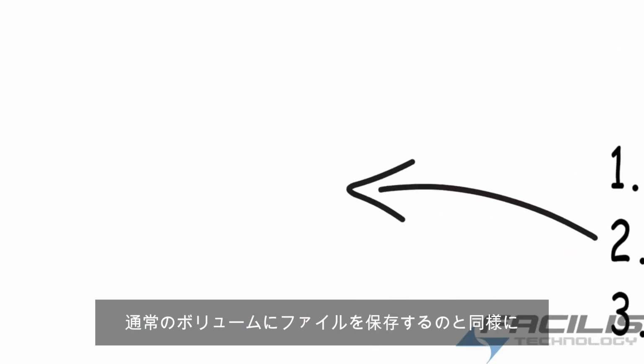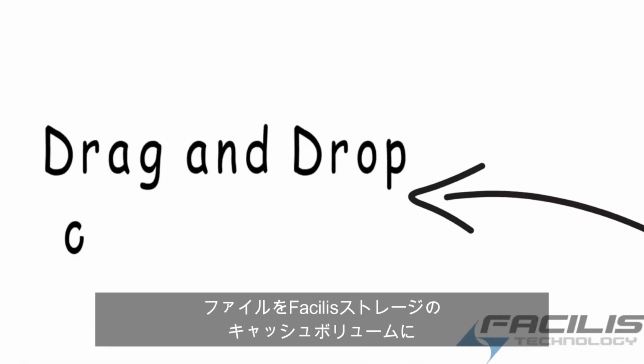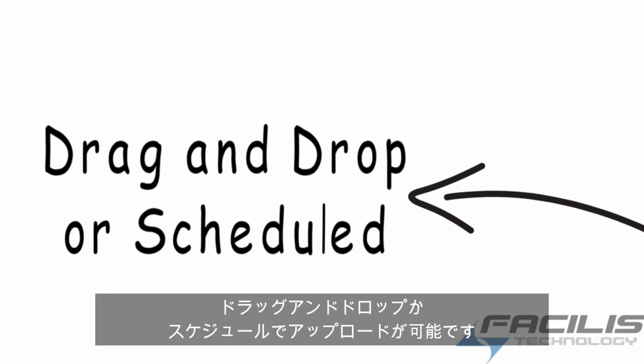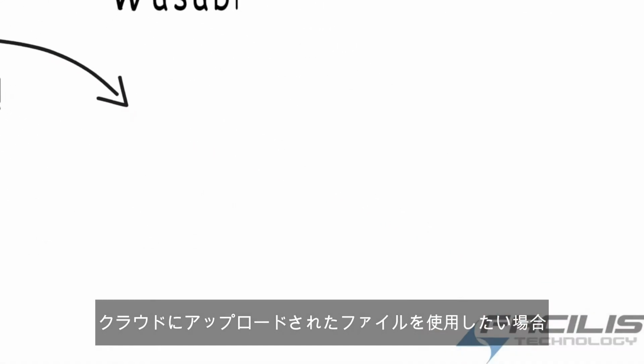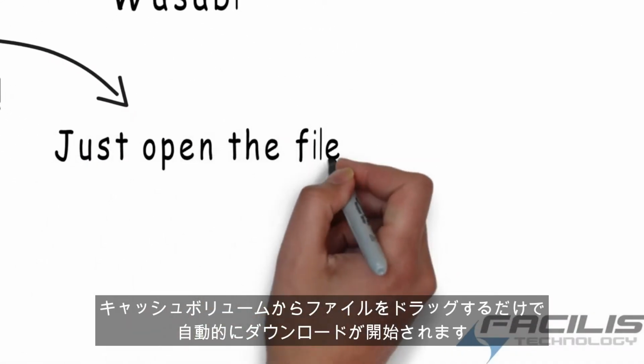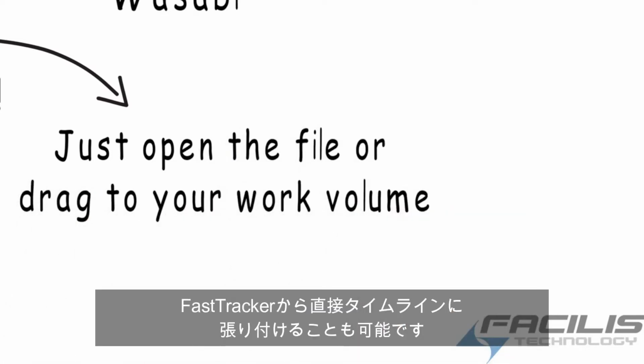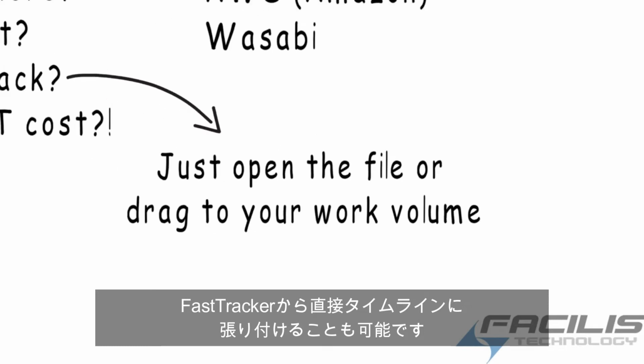As far as how you get the files there, just drag them right onto the cache volume. It's just like any other volume in the system, or you can schedule it to happen after hours. To restore those files back to your project, simply open the file up or drag it into your project volume, drag it from Fast Tracker into your project or timeline. It automatically restores from the cloud location.